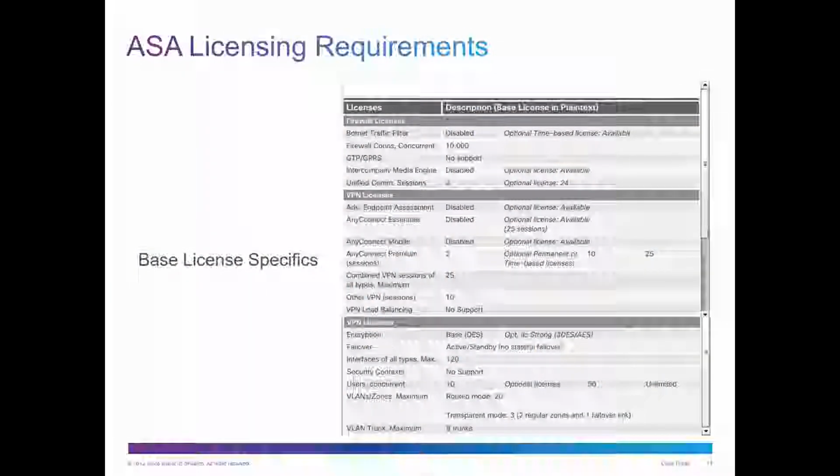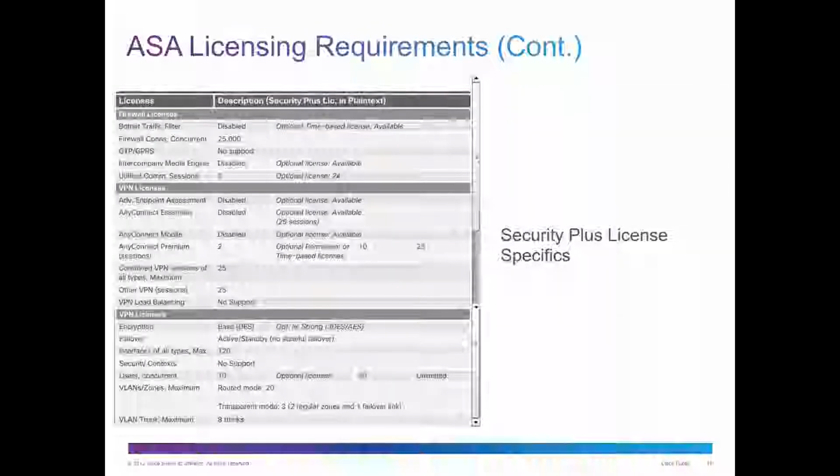ASAs do have some base licensing. Depending on what you want to pay for, you can get things like IPsec or encryption or licensing for a specific amount of VPN users. It really all depends on what you're looking for. Here's the base licensing, and then here's the Security Plus licensing. You're going to notice things like AnyConnect mobile devices, numbering may be different, or optional licenses may be higher, or trunking may be higher.